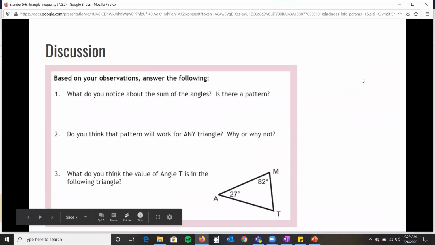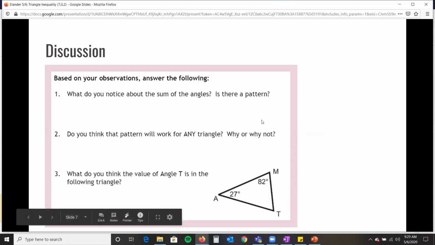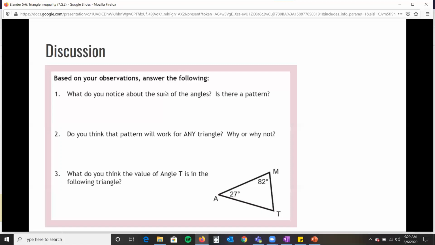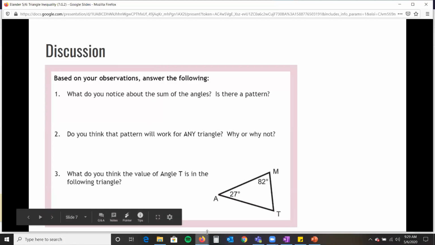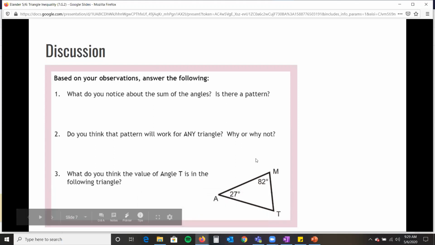So what did you guys notice about the sum of the angles? I want to hear what you have to say first, obviously, before I just start spouting stuff off. Is there a pattern? Recognizing that pattern, if you did, will help you learn this so much faster and so much easier. That's the point of exploring by yourself first. So in the chat, type and say what you noticed about the sum of the angles.